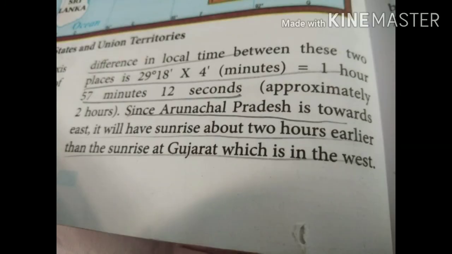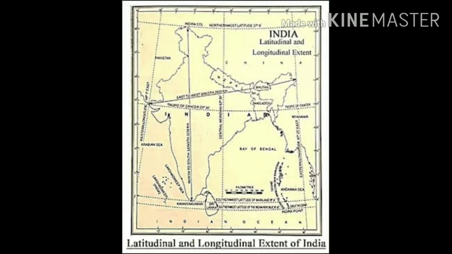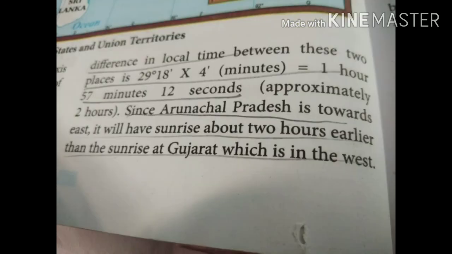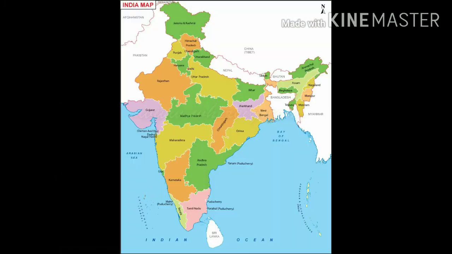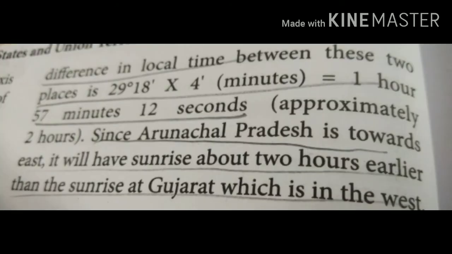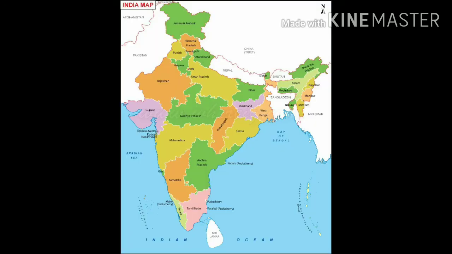For example, the difference in local time between Gujarat and Arunachal Pradesh is 1 hour 57 minutes and 27 seconds, that is approximately 2 hours. Since Arunachal Pradesh is towards the east, it will have sunrise 2 hours earlier than Gujarat, which is in the west. To avoid this difference, we calculate the Indian Standard Time.